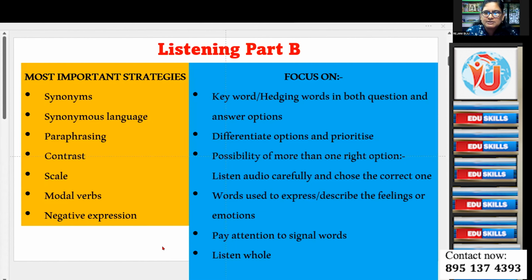Okay, pay attention to signal words and listen to the whole audio. That's very important. We cannot miss a single word. We have to listen to the whole audio. When we are listening, we may feel that, oh, this is the correct answer, and if we neglect the remaining part of the audio, we may choose the wrong one. So it is very important that we listen to the whole thing. Okay. Now we'll go to today's task.